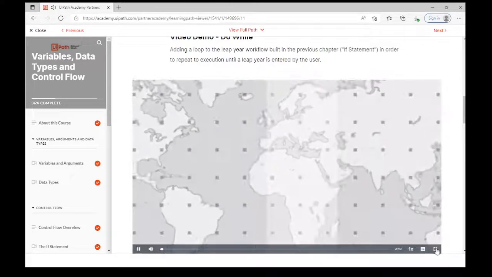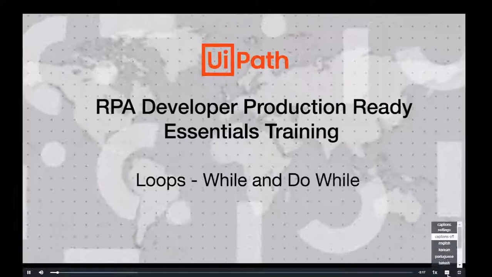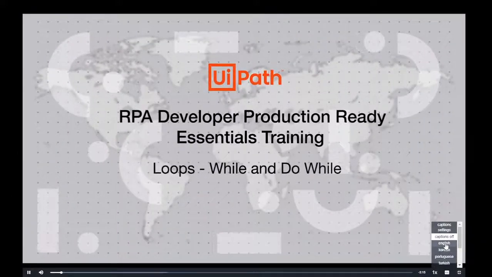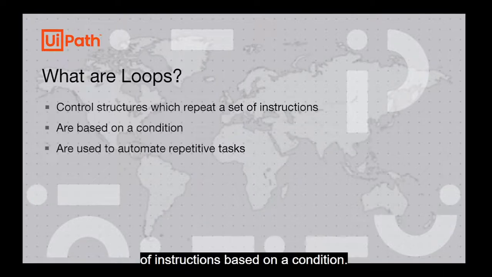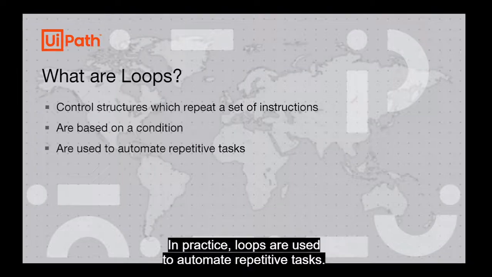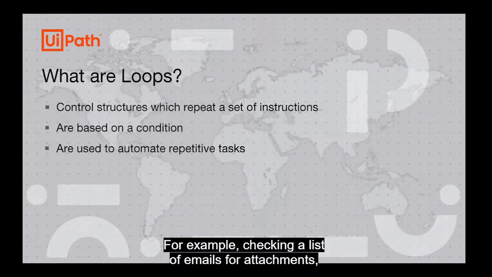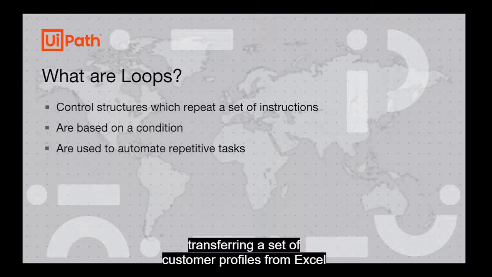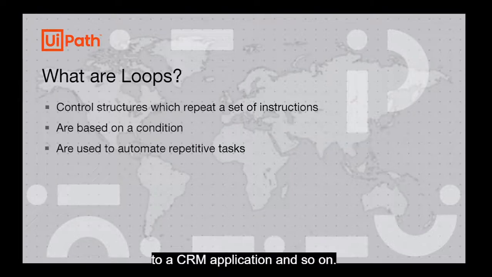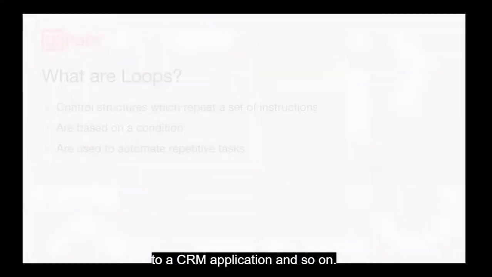Hello and welcome to this tutorial on using loops in UiPath Studio. Loops are control structures which repeat a set of instructions based on a condition. In practice, loops are used to automate repetitive tasks. For example, checking a list of emails for attachments, extracting information from a list of invoices, transferring a set of customer profiles from Excel to a CRM application, and so on.